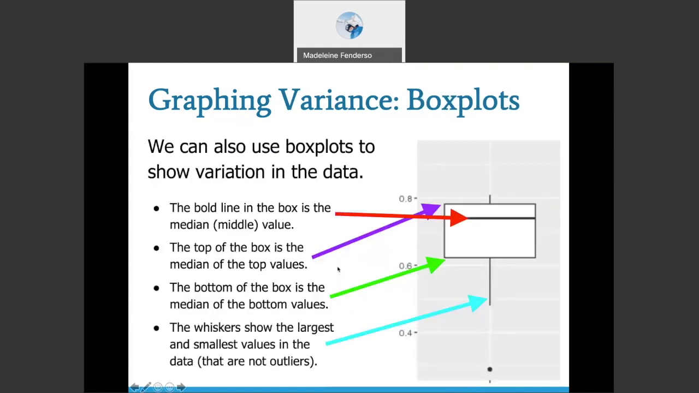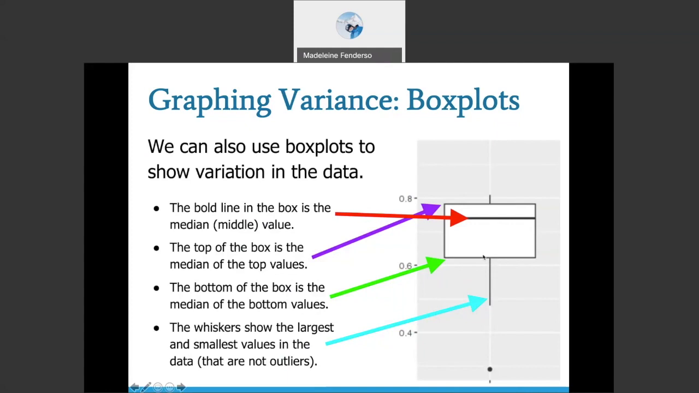You can also choose to use Boxplots to show variation in data, and you will be doing Boxplots during this semester in R as well. So this bold line here where the red is pointing to is the middle value, the median value. Keep in mind it is not the mean. It is kind of if you put all of the numbers out in order, it is the one in the middle. The top of the box is the median of the top values. The bottom of the box is the median of the bottom values.